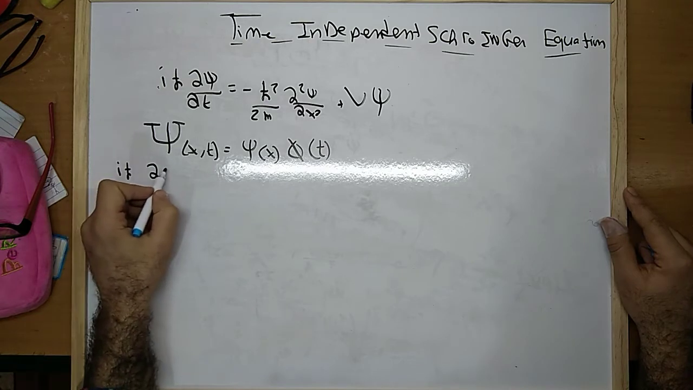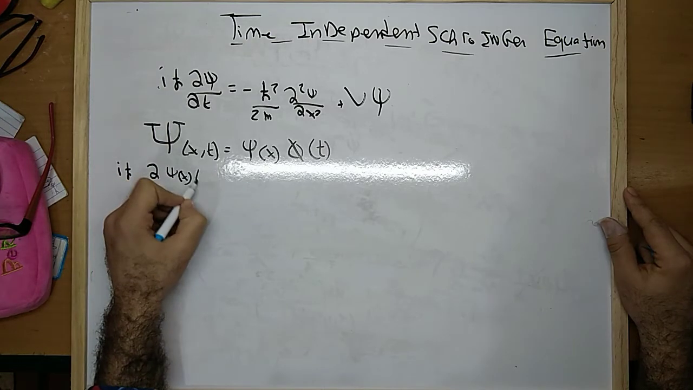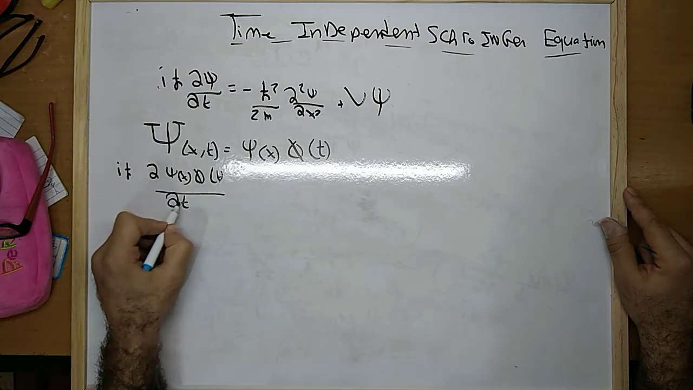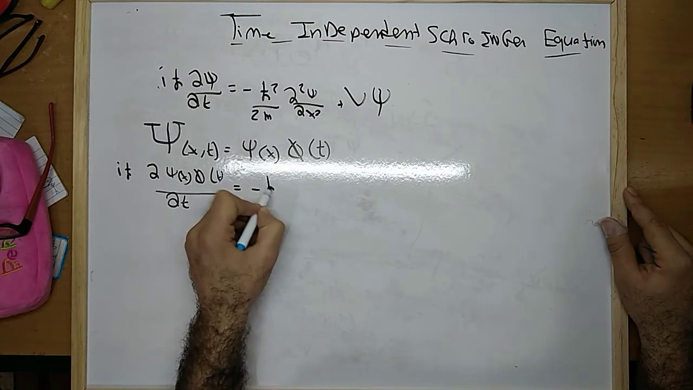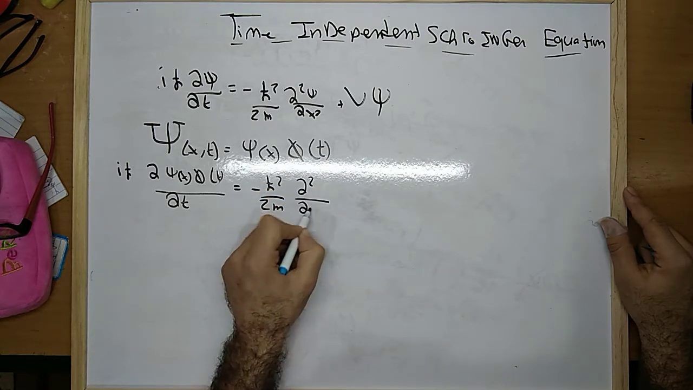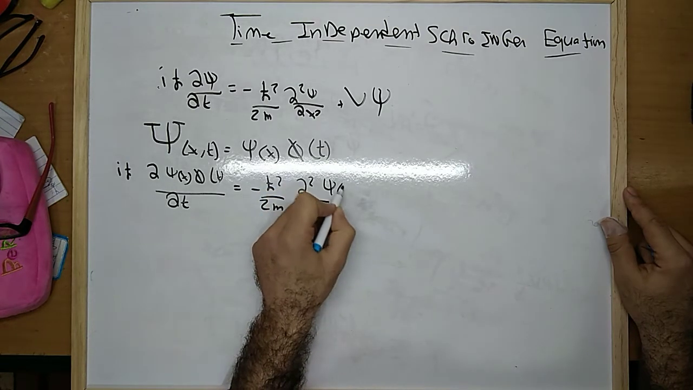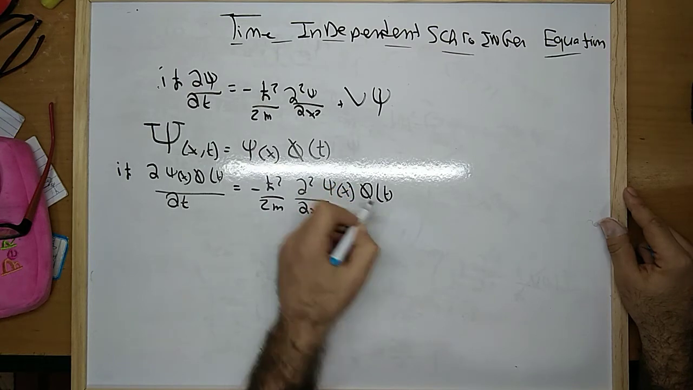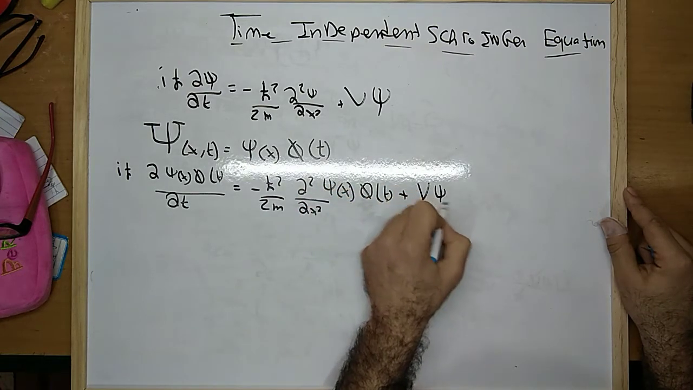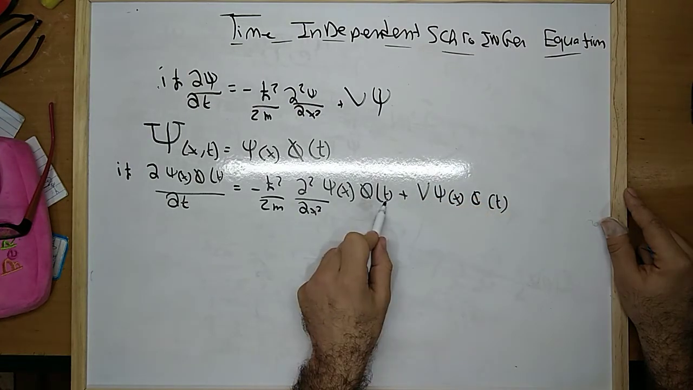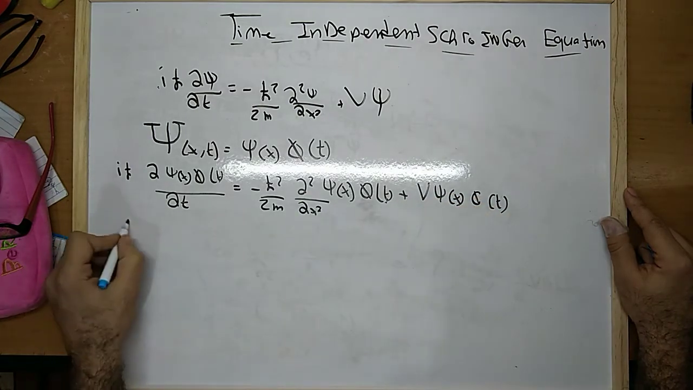iħ ∂/∂t of psi, which is psi of x, phi of t, is equal to minus ħ squared over 2m ∂²/∂x² of psi of x, phi of t, plus V psi of x, phi of t. I will stop writing this as a function of x and as a function of t.